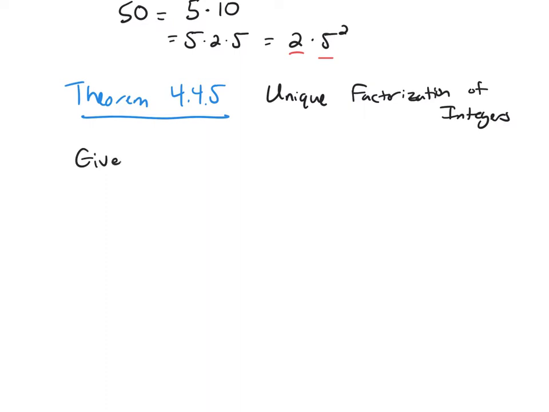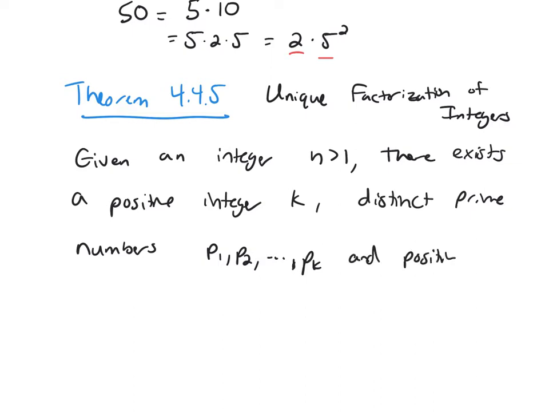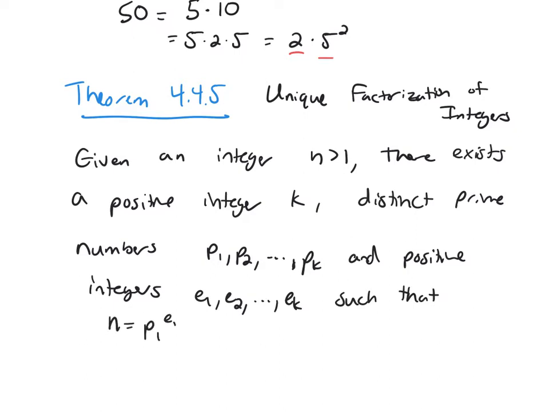So I'm going to write the statement: given an integer n that's at least 1, there exists a positive integer k, distinct prime numbers p1, p2 up through pk, and positive integers e1, e2 up through ek, such that n equals p1 to the e1, p2 to the e2, pk to the ek.